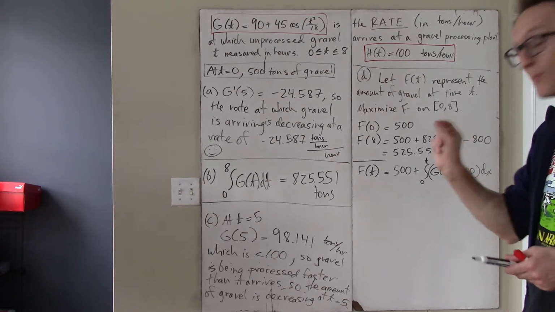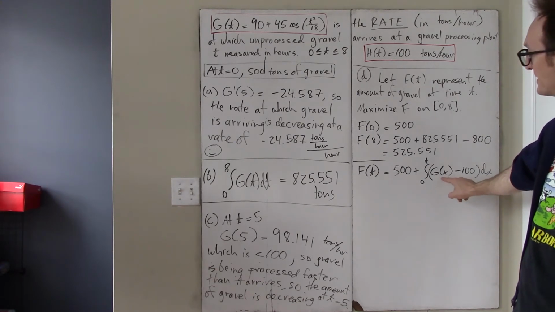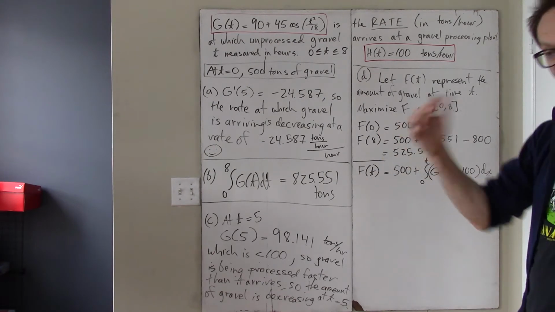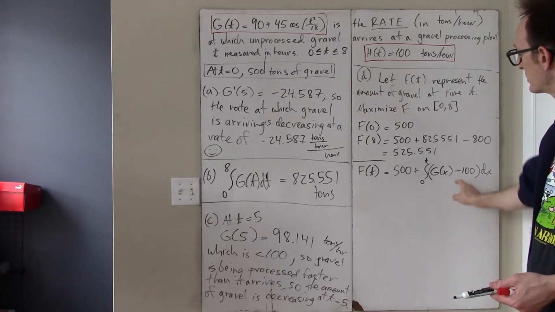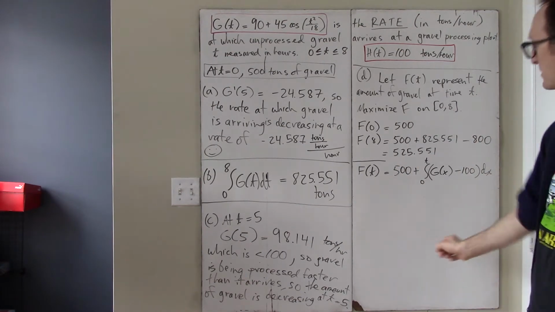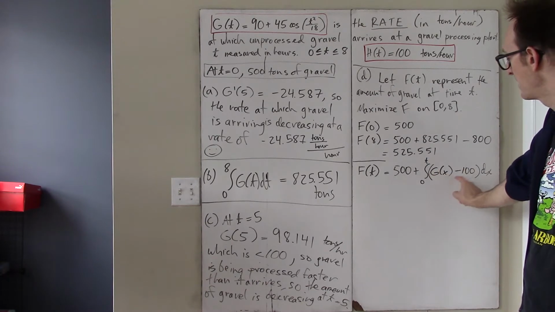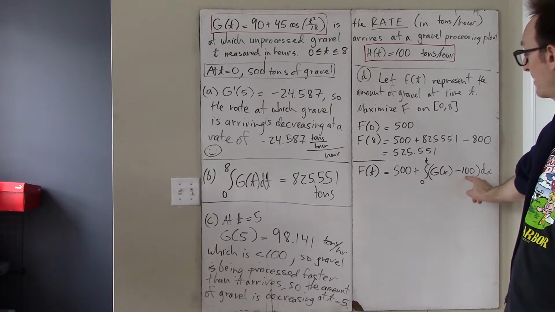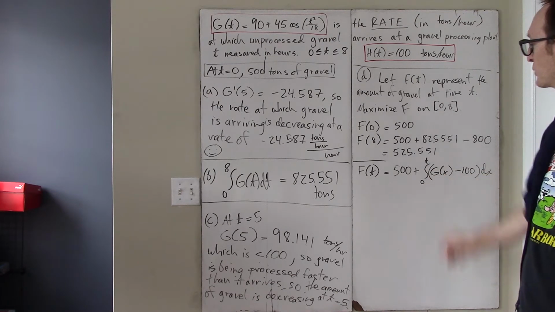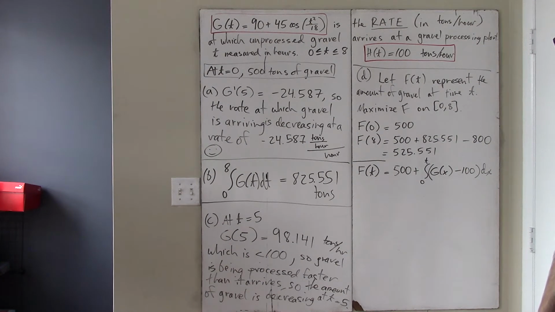And so at any given moment, if you subtract the rate at which it's arriving minus the rate at which it's being processed, you get a number, possibly negative, possibly positive, which tells you the rate of change of the amount of gravel. It says the amount which has arrived up to time t minus the amount which has been processed up to time t. And if this is the rate of change, then the integral of that rate of change is the change.